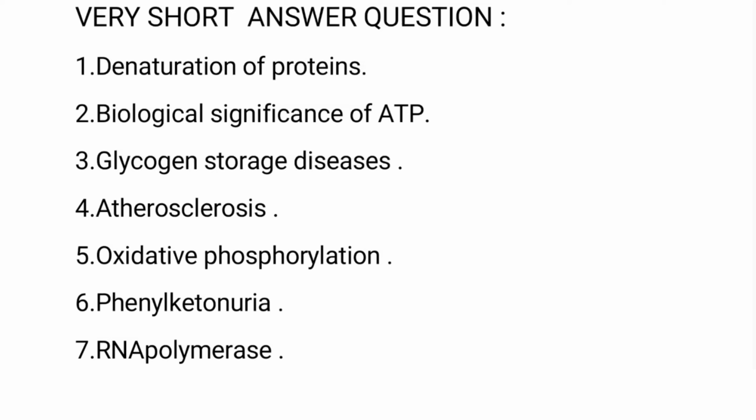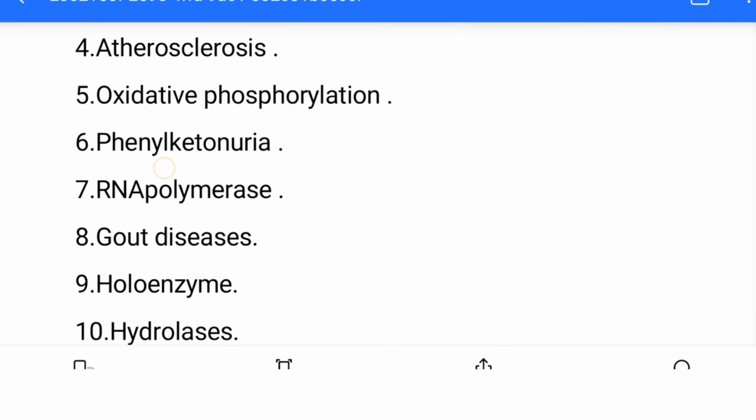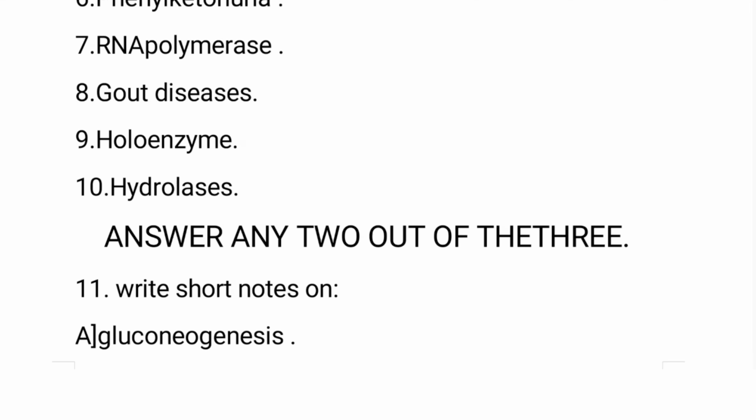So when they give the question, look at it properly to see whether it is atherosclerosis or arteriosclerosis. Just look at that carefully and then start attempting it. And the next one is oxidative phosphorylation, and next phenylketonuria. I want to tell you that there is definitely biological significance of ATP and phenylketonuria. And next, RNA polymerase, and gout, and holoenzyme hydrolysis.